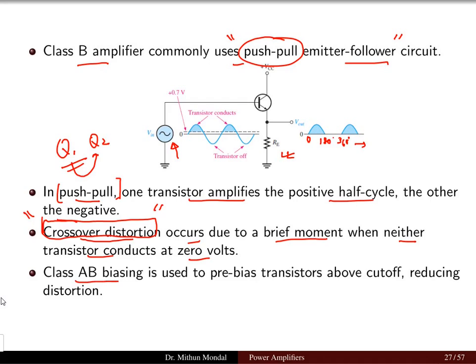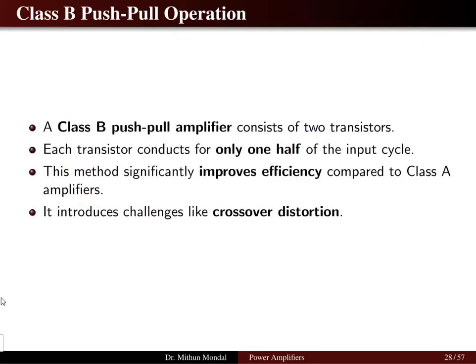Class AB biasing is used to pre-bias the transistor above cutoff and reduce the crossover distortion. So in order to avoid the distortion, we can use a class AB amplifier as a pre-bias in the transistor circuit. Let us see the push-pull operation of class B.